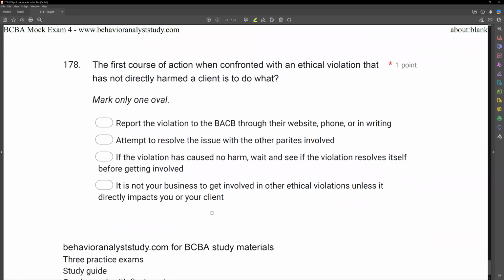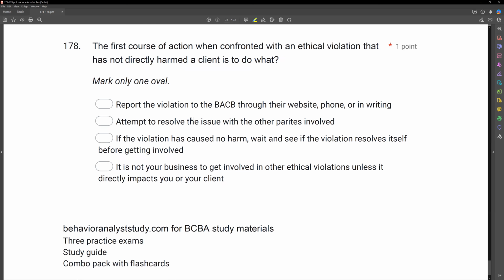And then finally, 178, kind of a teaching question. The first course of action when confronted with an ethical violation that has not directly harmed a client is to do what? So this is kind of an unknown, right? What do we do first when we're confronted with an ethical violation that has not harmed a client? If the client's harmed, right, that's a totally different story. That is, now we take very aggressive action. Let's just say we have an ethical violation. Somebody's using testimonials when they shouldn't be or misrepresenting themselves. Small ethical violations. What is your first thing you do?